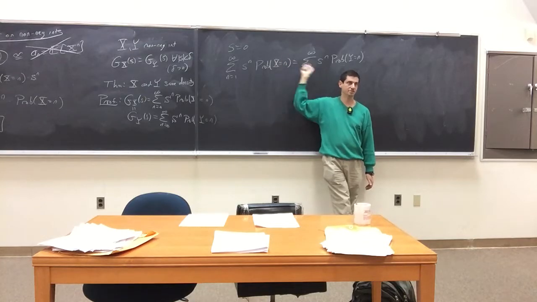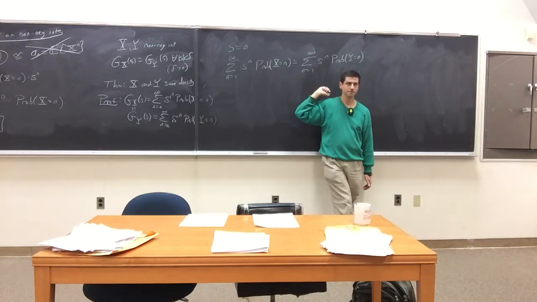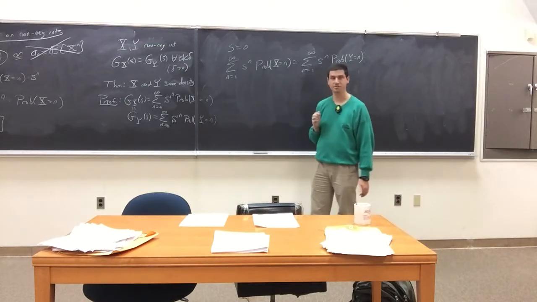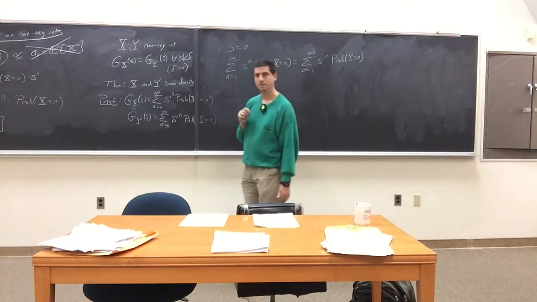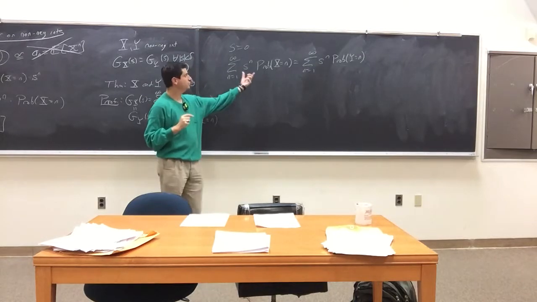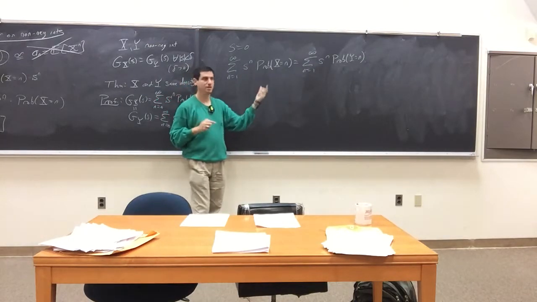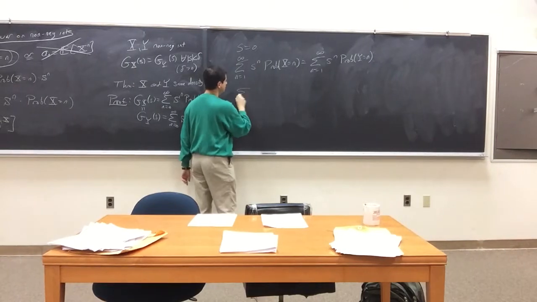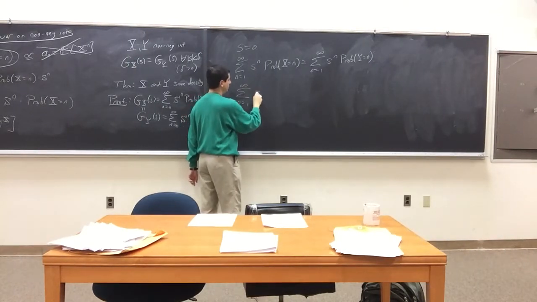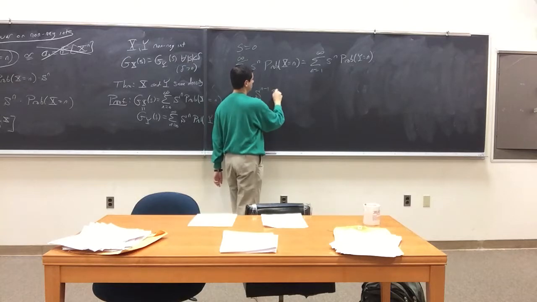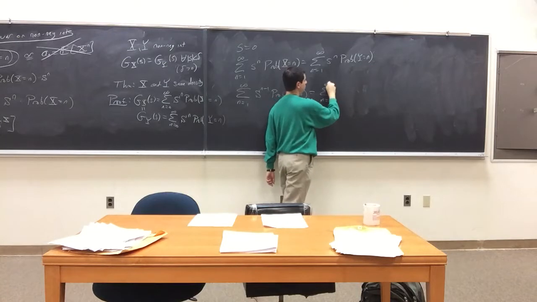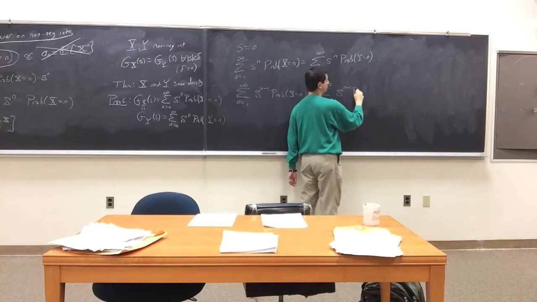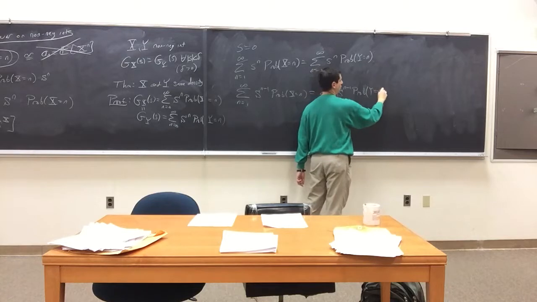What divides both sides? Something divides every term on the left-hand side. S. And so we can divide by S. So this is the same as the sum, n goes from 1 to infinity, of S to the n minus 1, probability X equals n, is the sum, n goes from 1 to infinity, S to the n minus 1, probability Y equals n.